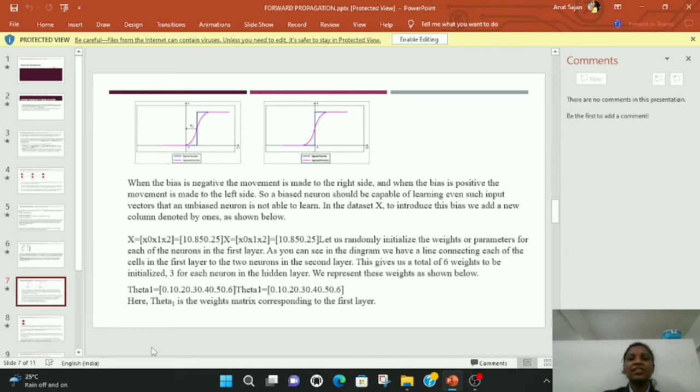Let us randomly initialize the weights or parameters for each of the neurons in the first layer. As you can see in this diagram, we have a line connecting each of the cells in the first layer to neurons in the second layer. This gives us a total of 6 weights to be initialized, 3 for each neuron in the hidden layer. We represent these weights as shown below. You can see here theta 1 and its values. Here theta 1 is the weight matrix corresponding to the first layer.